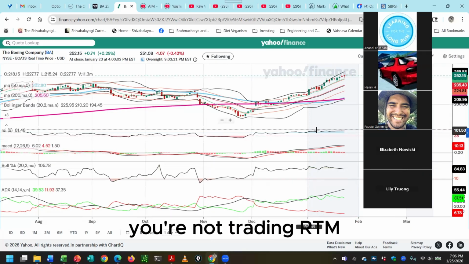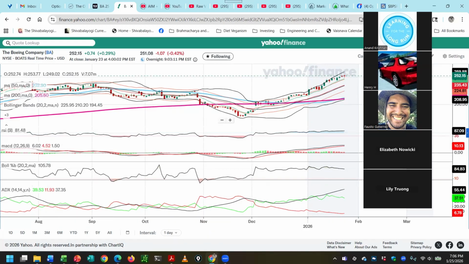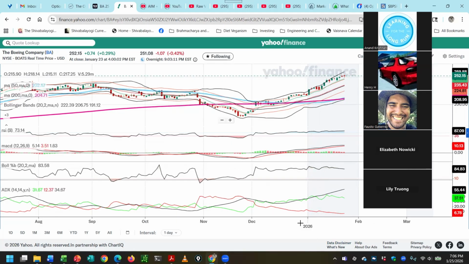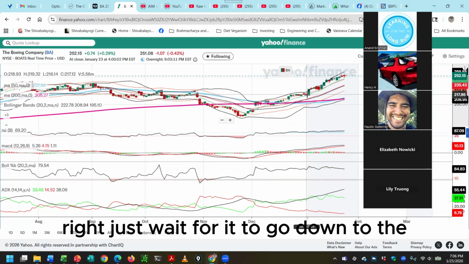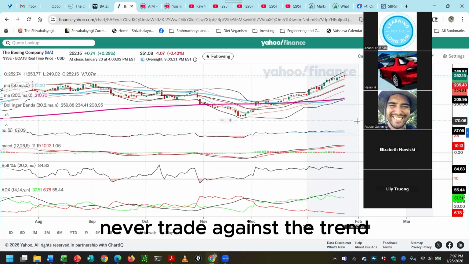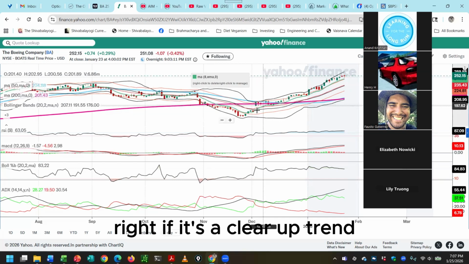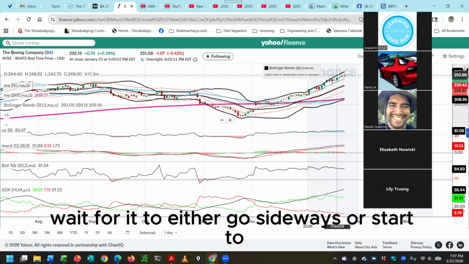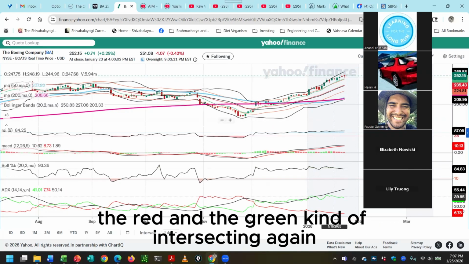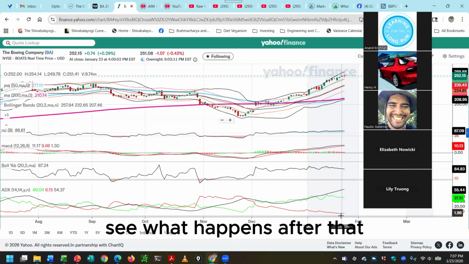And of course, you're not trading RTM, so you don't really care about the RSI being overbought, or the Bollinger percent being overbought either. Just wait for it to go down to the 8. And again, one important thing to note: never trade against the trend. If it's a clear uptrend, wait for it to either go sideways or start to come down with the red and the green intersecting again, and then see what happens after that.